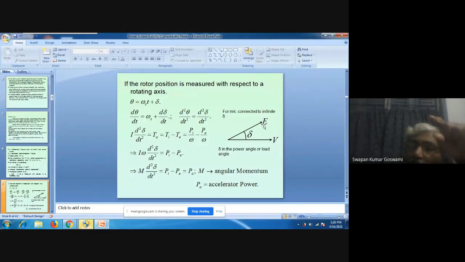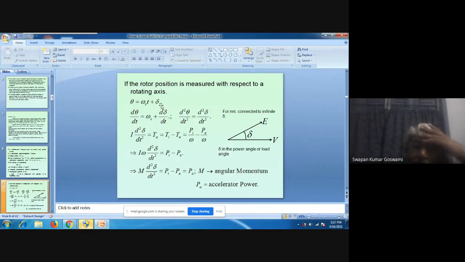Now, if it moves at any speed which is either above synchronous or below synchronous, then we can write theta as omega s t plus delta. Delta is the angular difference between this E and B. Now, what is d theta dt? It is omega s plus d delta dt, the rotor speed.